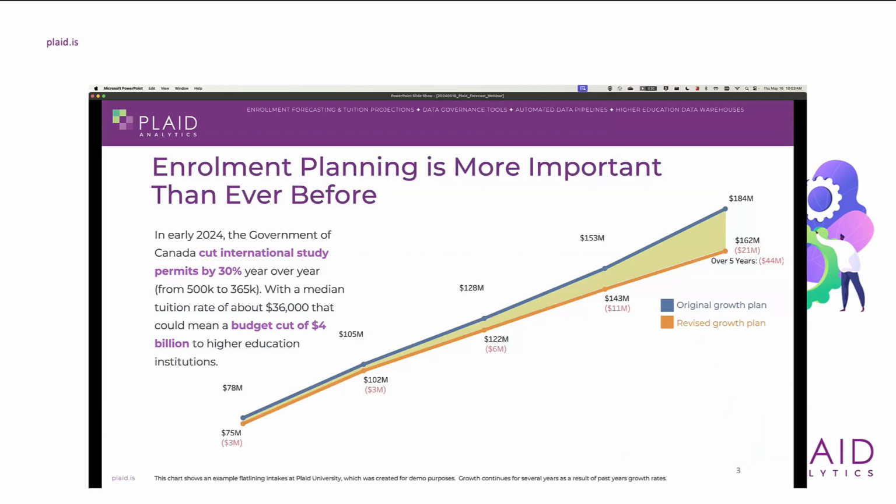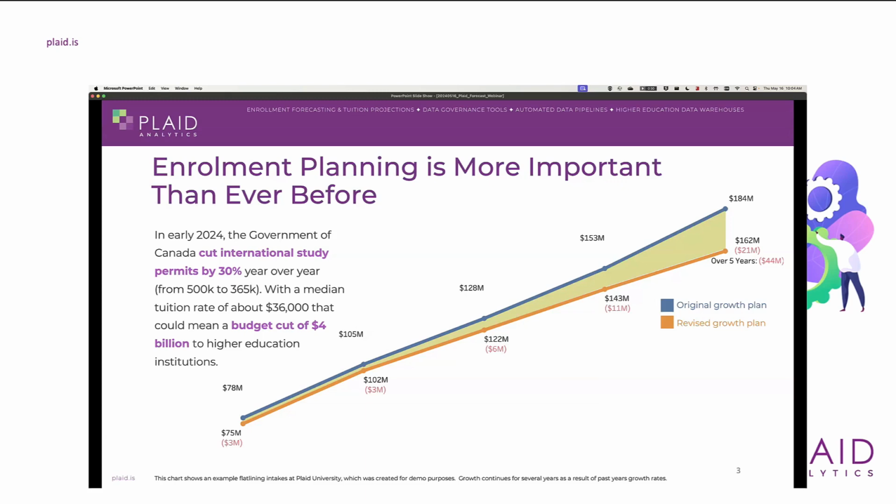It's been an interesting year for enrollment planners, and we're of the belief that enrollment planning is more important than ever before. So, by way of context, in early 2024, the Government of Canada cut international study permit processing by about 30% year over year. This will hit different jurisdictions in different ways. Some will have declines in certain sectors, some may see increases in certain sectors.